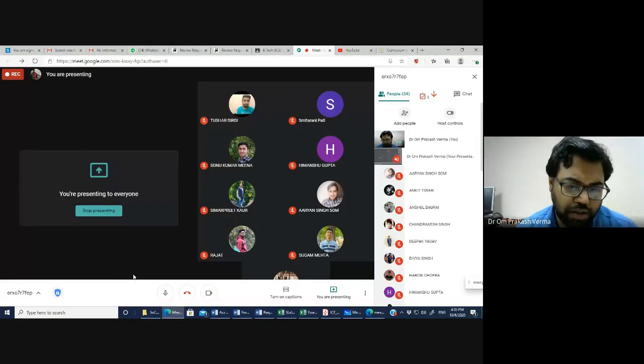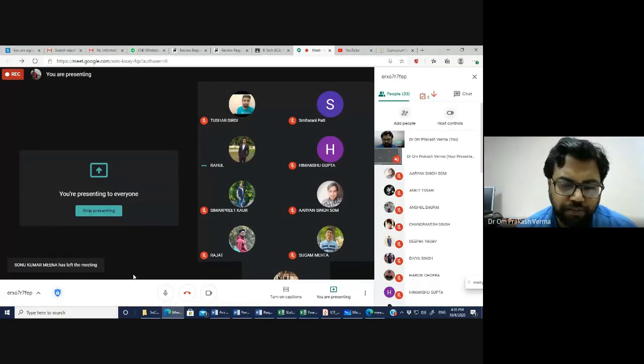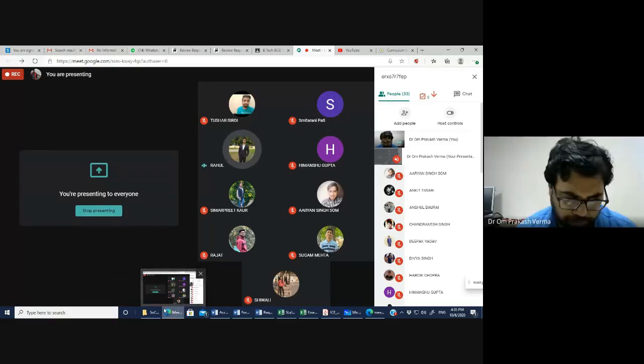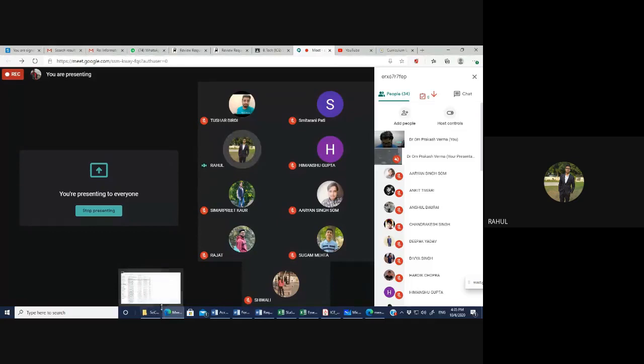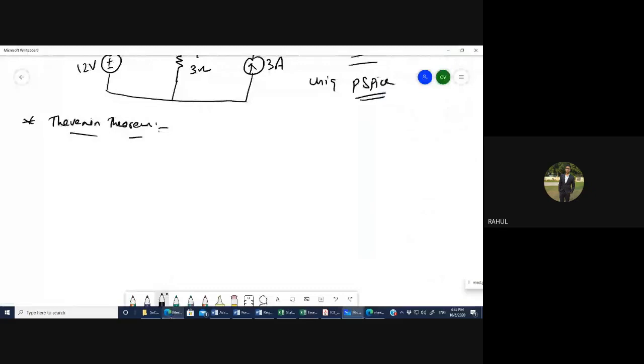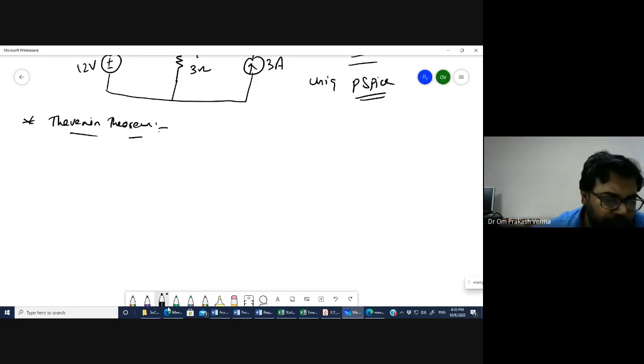Yes, Rahul. This theorem states that if we have any linear or bilateral network, then this network can be replaced by an equivalent network containing a voltage source and a resistor in series with the load resistance. Very good. How that overall resistance and the voltage are calculated is another part. But you are right.